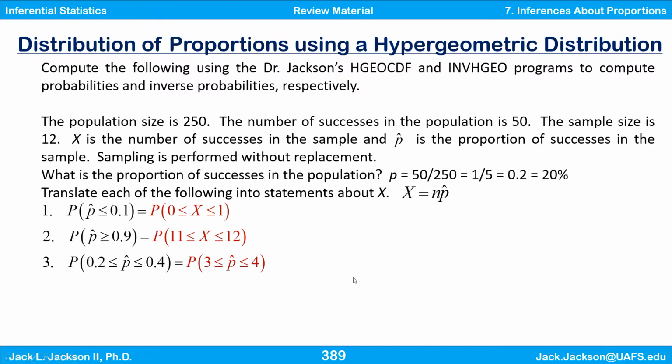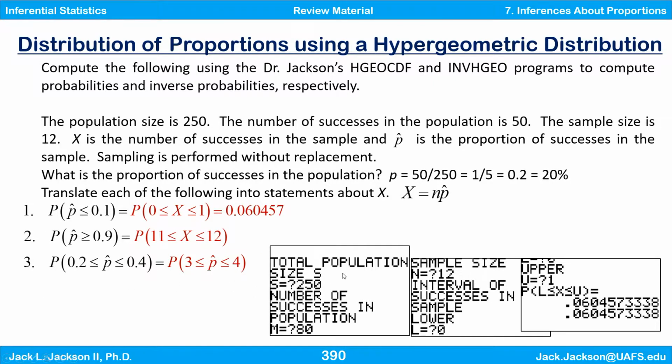So pulling these down to just the last statements, let's see if we can do these probabilities. They're actually pretty easy with the program. So we just run our program. We tell it the population size is 250. The number of successes is 80.